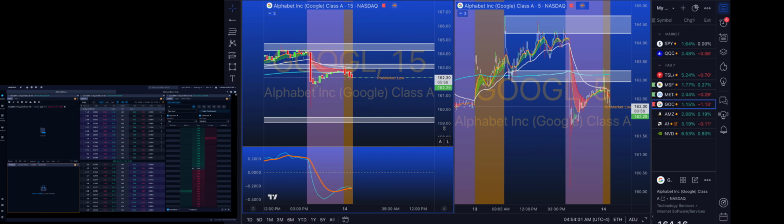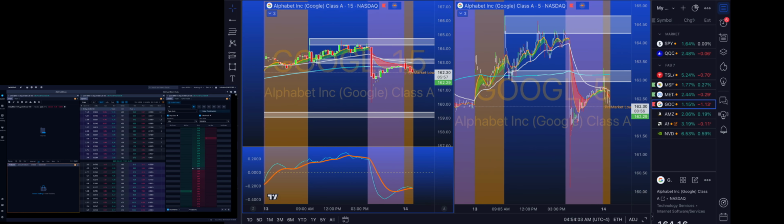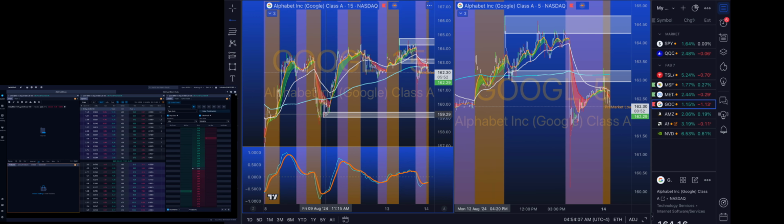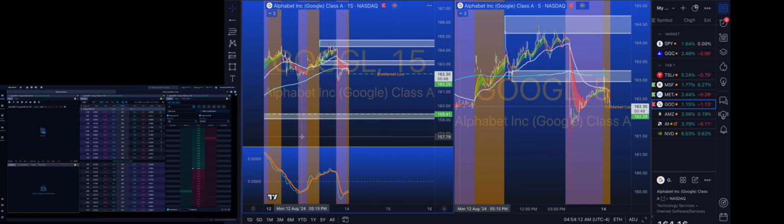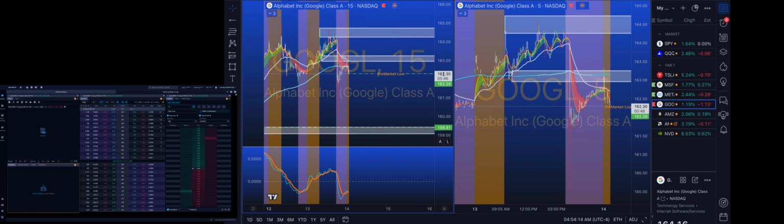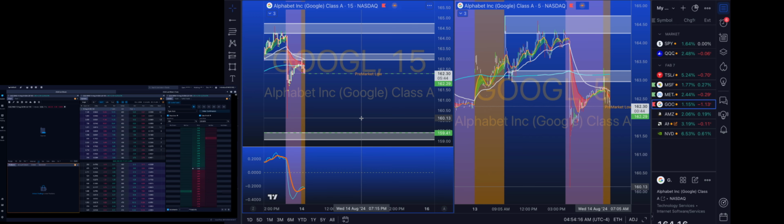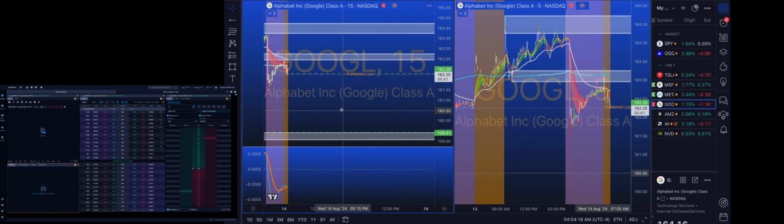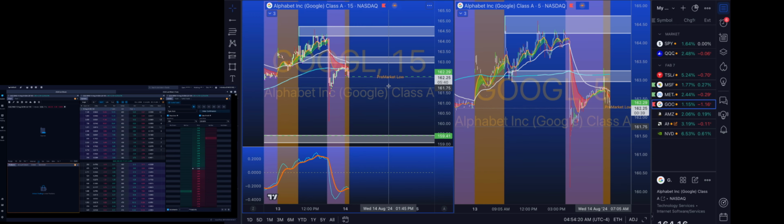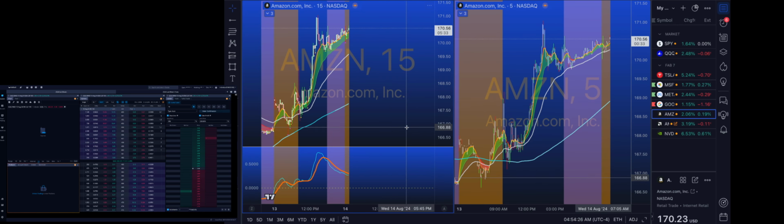And we're trying to see if Google can make it down to 159.41. It looks like price wants to try to get there. We do have an after hours bounce. Let's see. So right now there's a little bit of slippage going on with Google. All right.